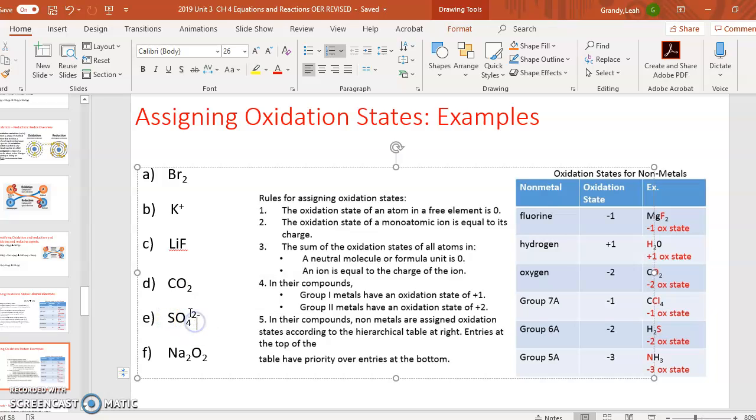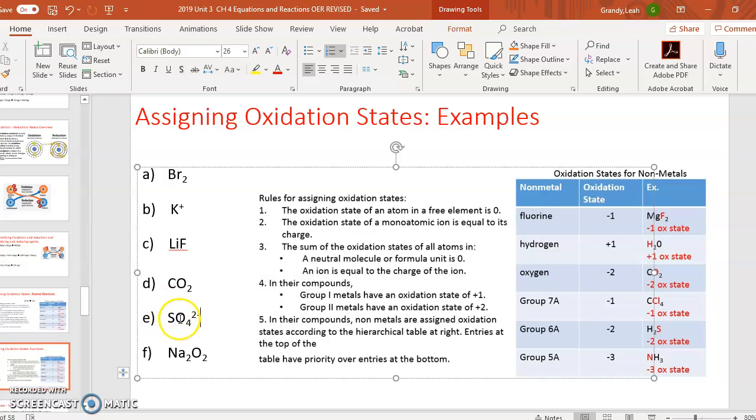So notice that charges are written number and then the sign, 2 negative or 2 plus, but oxidation states we write the positive or negative first and then the number. So again, 2 negative is the total. So then if I have 4 negative 2's, that's a negative 8, and then I need a positive 6.